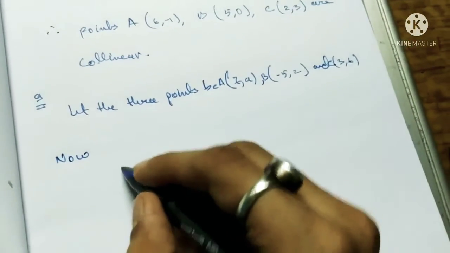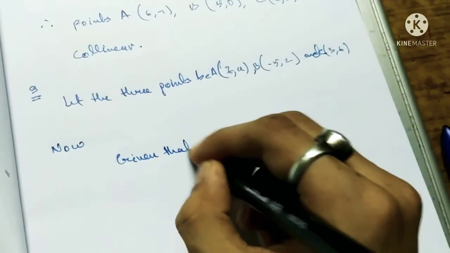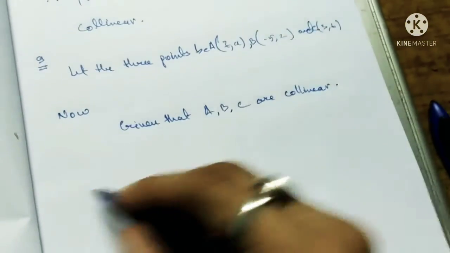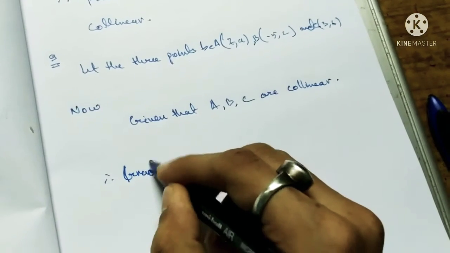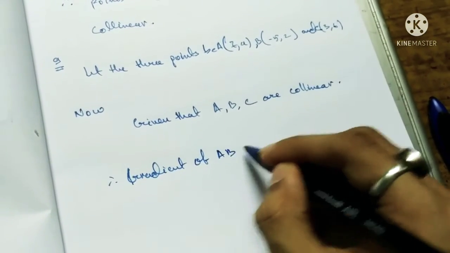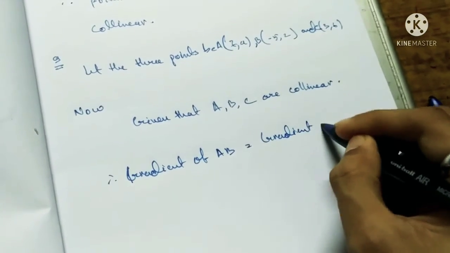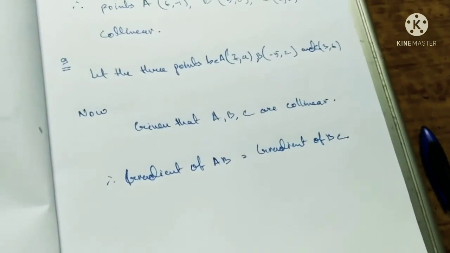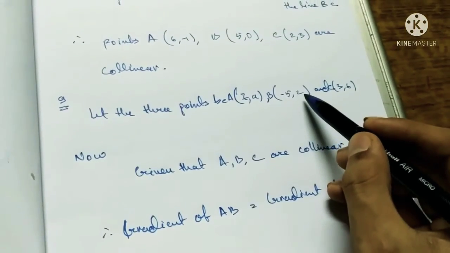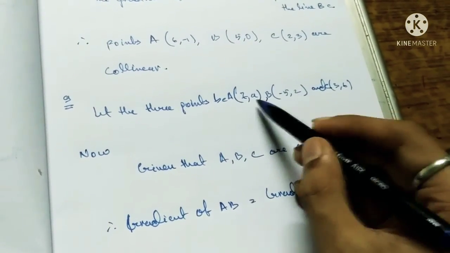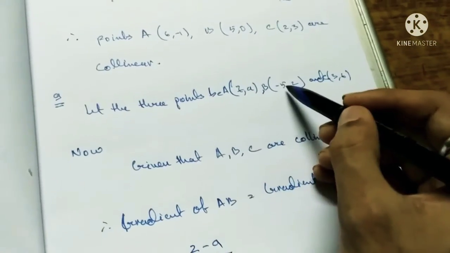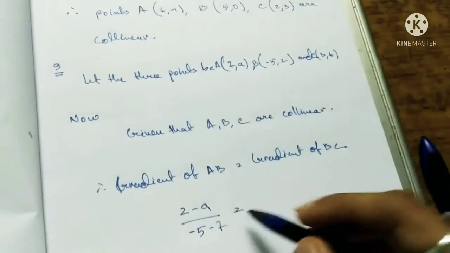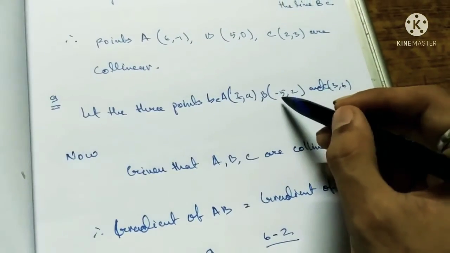Now given that A, B, C are collinear, so therefore I can say that gradient of AB will be equals to gradient of BC. So gradient of AB is again y2 minus y1. y2 is 2 here, 2 minus A, by x2 minus x1, which is minus 5 minus 7. This equals gradient of BC, (6 minus 2) by (3 minus minus 5).